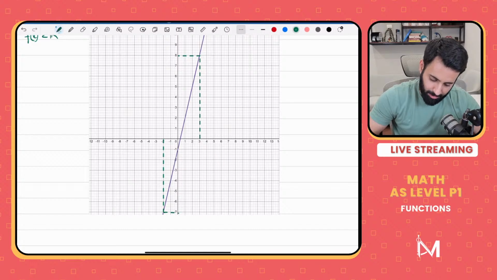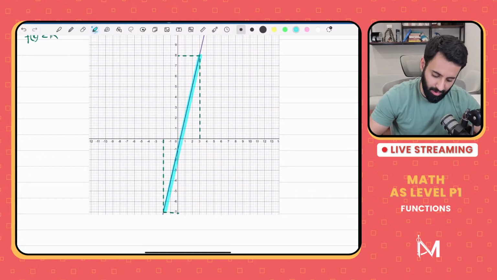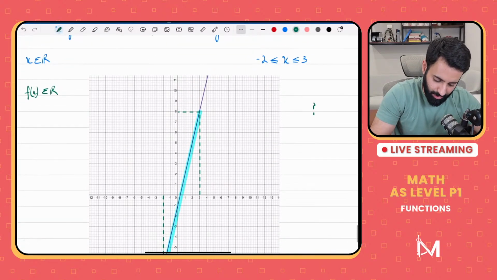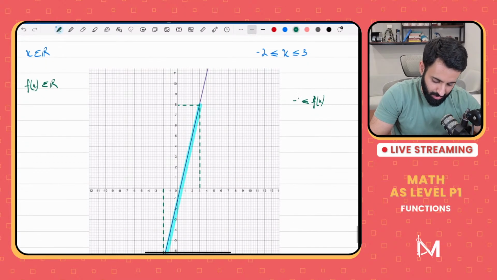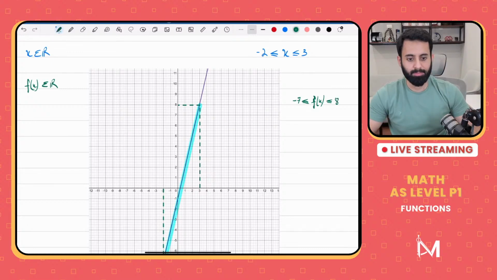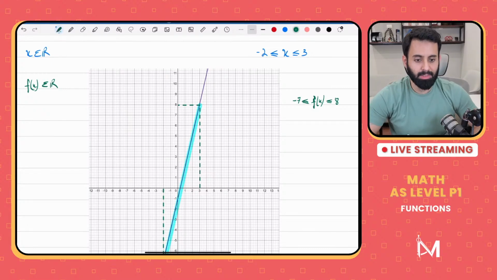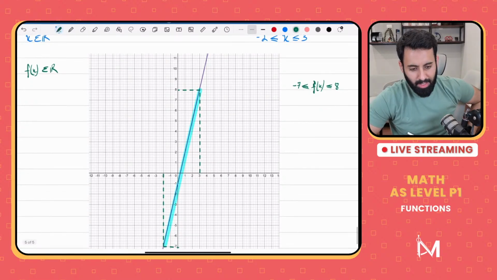So that means if I'm only looking at this part of the graph, let me highlight it. If I'm only looking at this part of the graph, then the range for this part is going to be as follows. F of x is greater than or equal to minus 7 and lesser than or equal to 8.